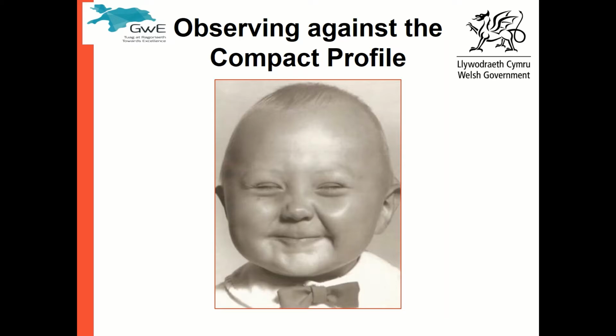So this is a statutory requirement to complete the compact profile within the first 6 weeks in reception, and it is good practice to do so in nursery. It is essential that you carry out observations based on the compact profile, as this will give you essential information on the key developmental skills that young children need to access future learning.